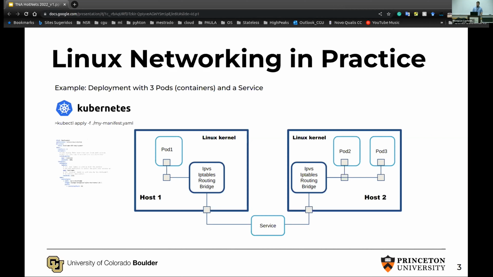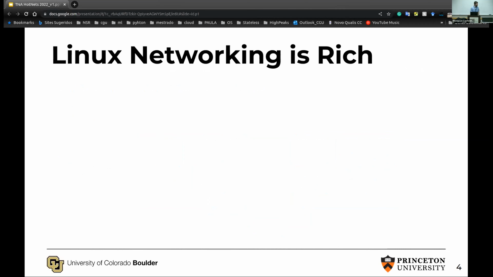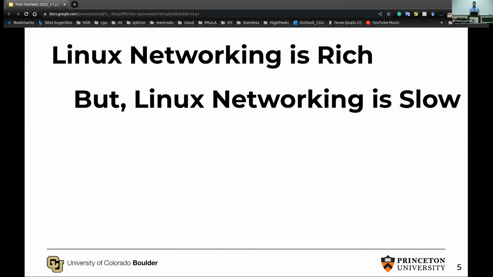To interconnect the pods, in this example, a network plugin like Calico will interact with the Linux kernel to create virtual network interfaces and attach them to a bridge. It will configure routing, and it may also configure ACLs using iptables to protect the deployment. The service will be created by configuring either IPVS or iptables, again inside the Linux kernel. So we just saw that Linux networking is rich, and it provides almost all the features that we need to deploy a service on the cloud, right?